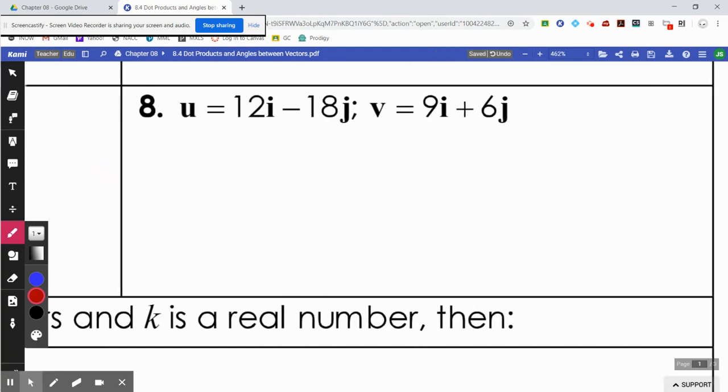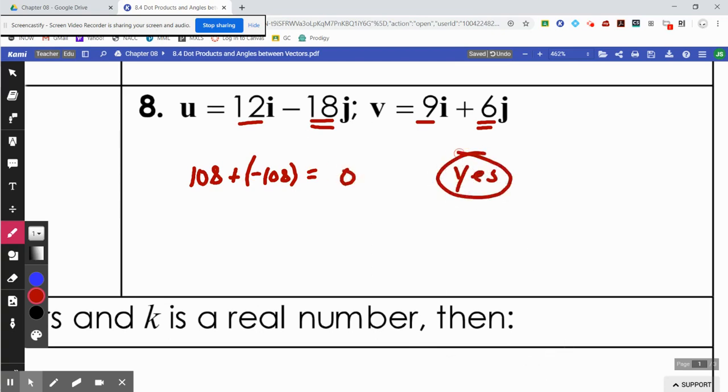And number 8, 12 times 9 gives you 108, plus negative 18 times 6 is negative 108. Positive 108 plus negative 108 is 0. So therefore, yes, these two vectors would be orthogonal.